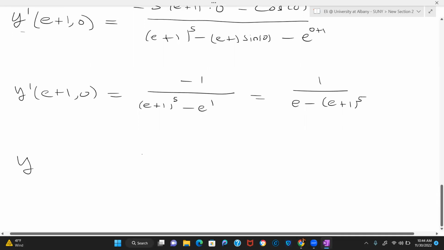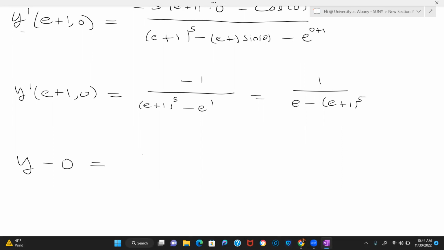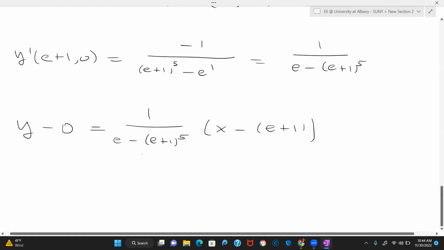So then the tangent line is y minus the y coordinate, which is 0, is equal to the slope, which we just determined, so this right here, times x minus the x coordinate, so e plus 1. And that's it. You can just leave it like that.